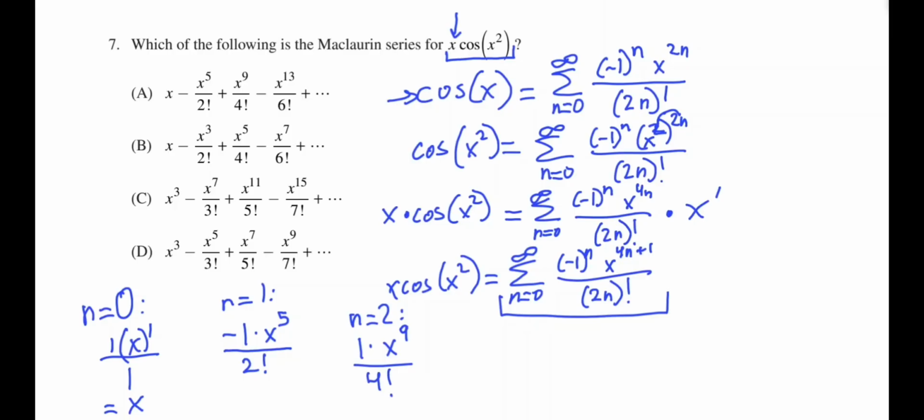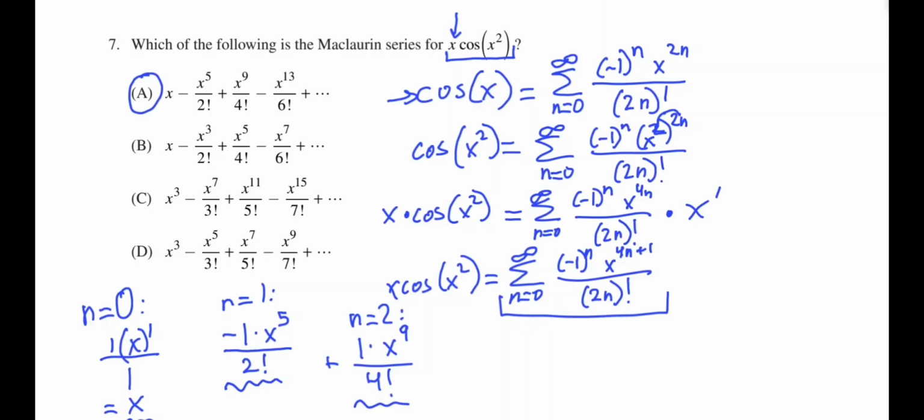So the first term is x, the second term is a negative x to the 5th power divided by 2 factorial, and the third term would be a positive 1x to the 9th power over 4 factorial. And that matches with choice A.